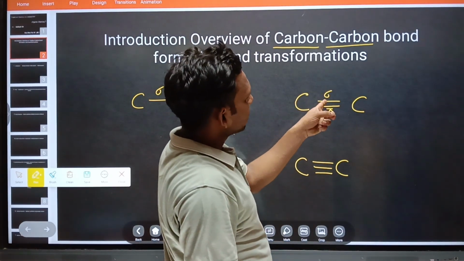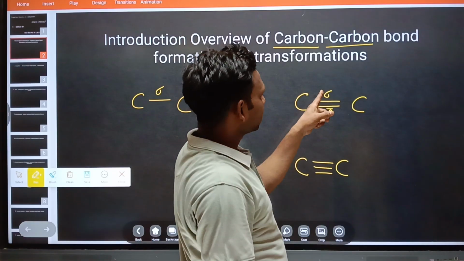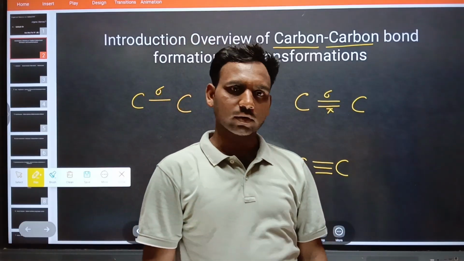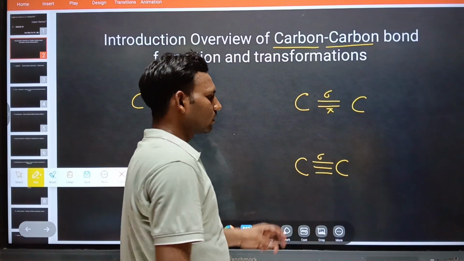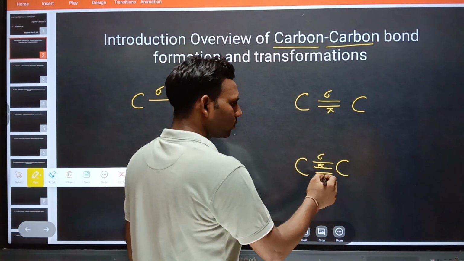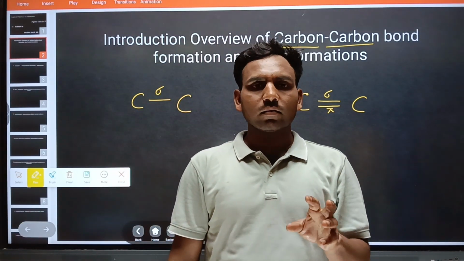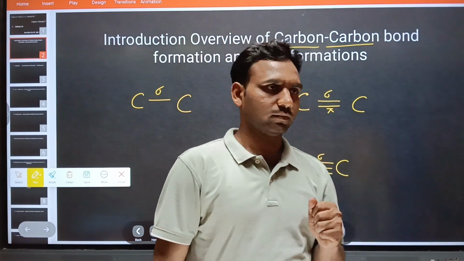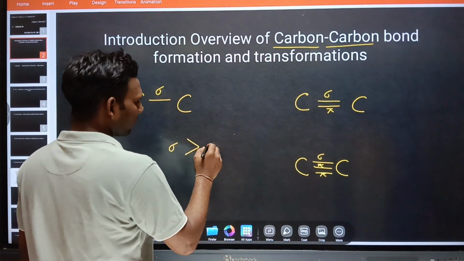In the carbon-carbon triple bond, of the three bonds, one bond is a sigma bond and the other two bonds are pi bonds. In chemical reactions, sigma bonds are stronger than pi bonds. Okay, sigma bonds are stronger than pi bonds.